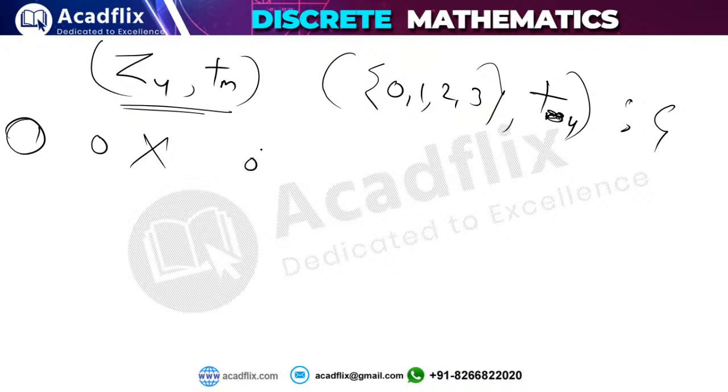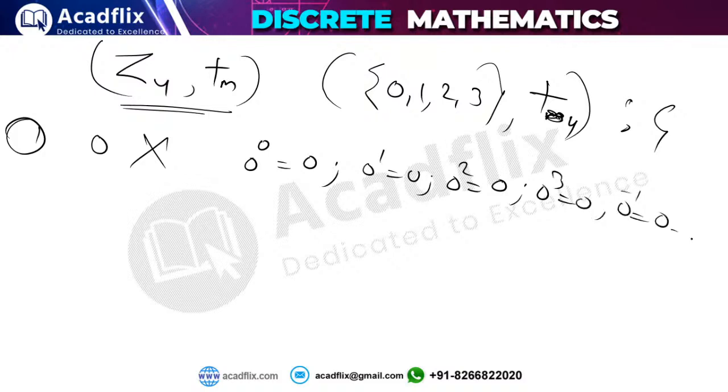Why? Because 0 power 0 will be 0, 0 power 1 will be 0, 0 power 2 will be 0, 0 power 3 will be 0, 0 power -1 will be 0, and so on. The identity element can generate only itself. It is a very selfish element. It will only generate itself. Remember, that's why the identity element can never be a generator.